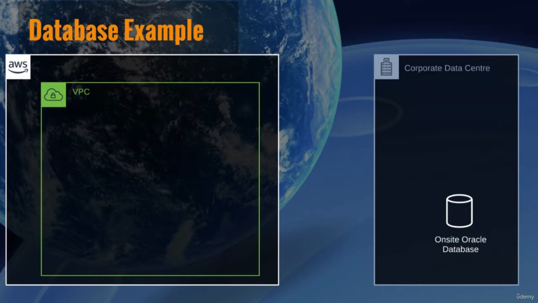On the right there, we've got our corporate data center. And inside of our corporate data center, we've got an on-site Oracle database. Now let's just say that Oracle database, it's old, it's worn out, it's outgrown its capacity, and it needs to be replaced. Now you've done a total cost of ownership analysis on the situation, and you've identified that it is far more cost effective to host that database on the AWS cloud. So the first thing that you are going to want to do is to launch an RDS database instance.